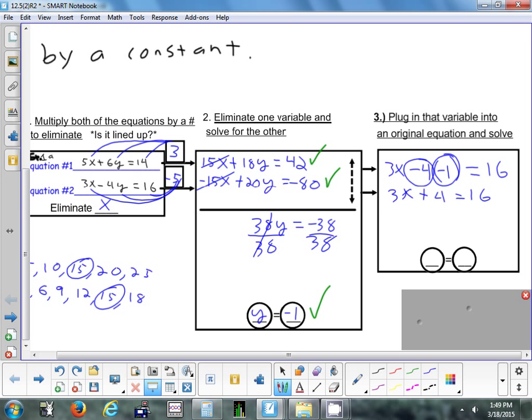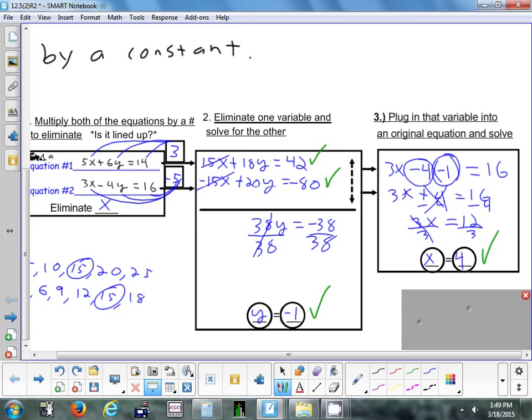Okay, Katie, what's my next step? Think back to how we solve that equation. 3x plus 4 equals 16. What would you do? Careful, it's a positive 4. Minus 4. There you go. So 16 minus 4 gives me 12. And then my last step, divide by 3. So what's x? X equals 4. And that would be the last thing.